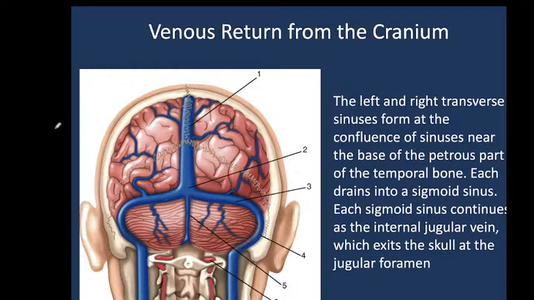Here you see the point of joining of the superior sagittal sinus and transverse sinuses. The blood comes in this direction, to the right or to the left, and then comes into the internal jugular vein. Here you see the right internal jugular vein and the left one.